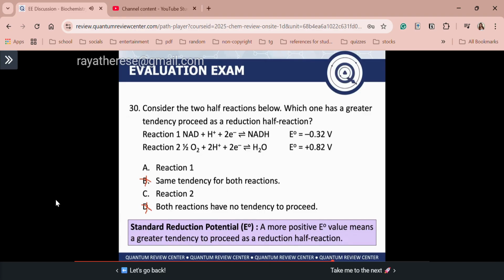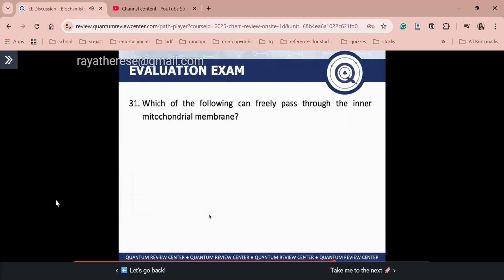Oh, so sir, letter C ang answer. Yes po, diba? Please review again your Anachem. More positive reduction potential, meaning more tendency to proceed for their reduction reactions. So class, again for number 30, it's letter C. Okay, so now let's proceed with our item number 31.